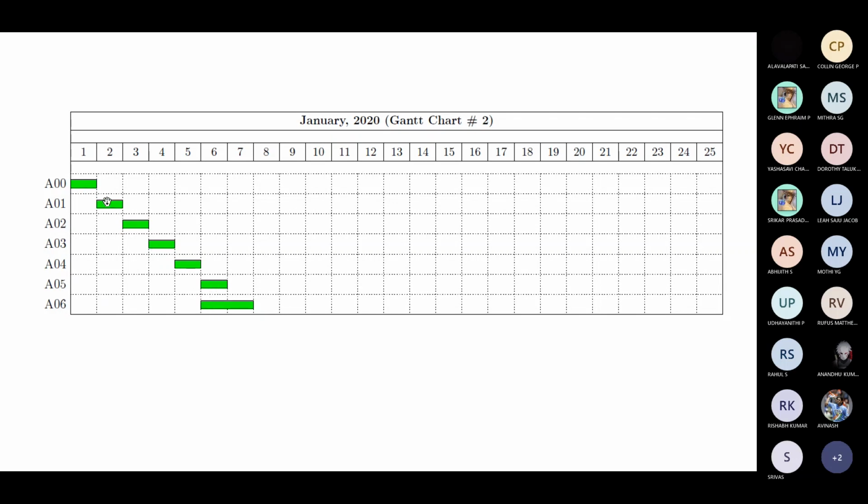Remember, all these things are called finish to start. Unless A00 is completed, A01 cannot start. And in the same way, A01 and A02, A02 and A03, A03 and A04, and A04 and A05. And if you take a look at A05 and A06, which are parallel activities, those are start to start. Both can start at the same point in time, right? This starts and this also starts.